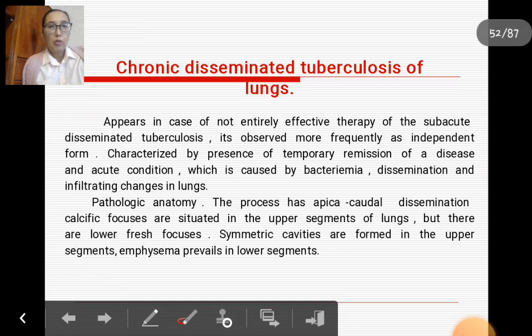Chronic disseminated tuberculosis of lungs appears in case of not entirely effective therapy of the subacute disseminated tuberculosis. It is observed more frequently as an independent form, characterized by the presence of temporary remission of the disease and acute conditions, which are caused by bacteremia, dissemination, and infiltrating changes of the lungs.